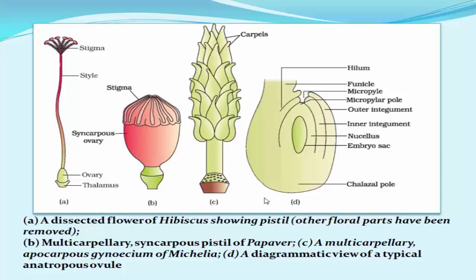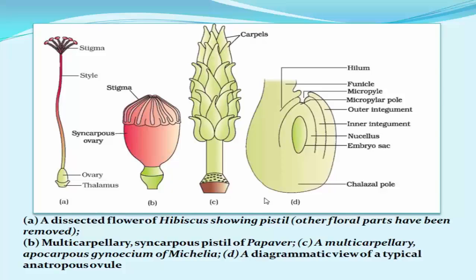The ovule is surrounded by two protective coverings or envelopes called integuments, the outer integument and the inner integument. Below the inner integument, a mass of nutritive tissue is present, called the nucellus, and in the center of the nucellus, the female gametophyte or embryo sac is present.